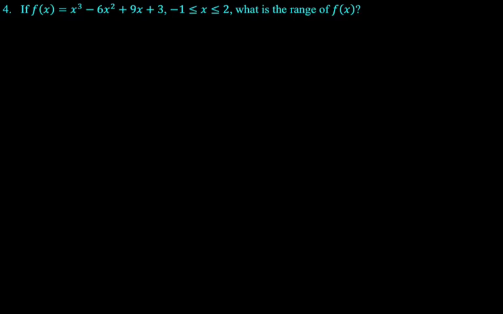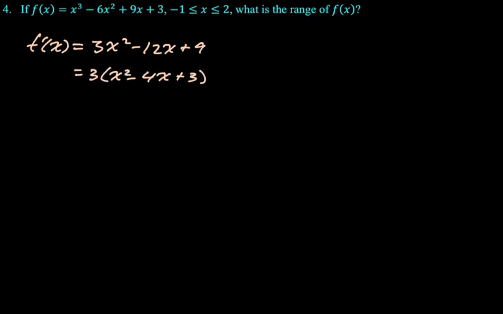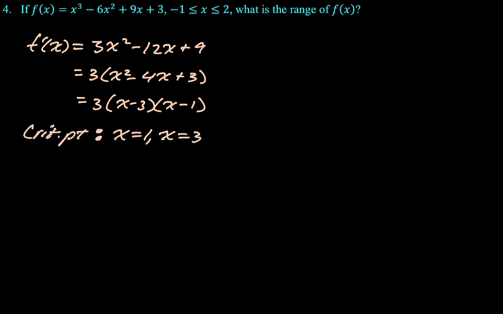So when we're talking about range, we're talking about all the possible y values on a closed interval. I'm going to use the candidates test to find the absolute max and the absolute min. So I need a derivative. That'll be 3x squared minus 12x plus 9. You can take a 3 out and get 3 times the quantity x squared minus 4x plus 3. We can factor that into 3 times the quantity x minus 3, x minus 1. Our critical points then are going to be at 1 and 3.